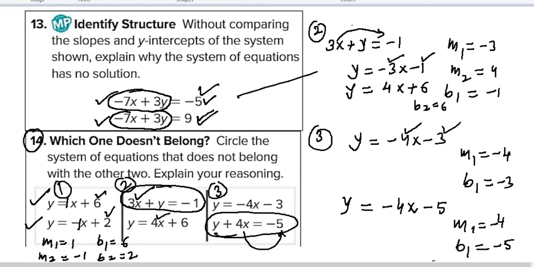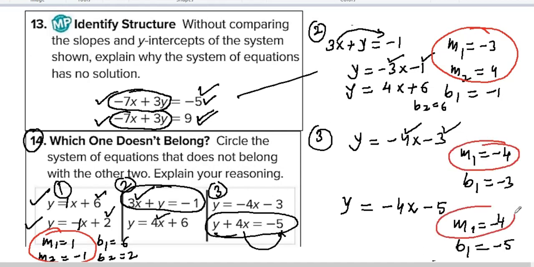Now we can see what the slopes are. Here the slopes are 1 and minus 1. Here the slopes are minus 3 and 4. Here, in the third pair, the slopes are minus 4 and minus 4. So in this pair the slope is the same, but in the other two the slopes are not the same. Here the slope is different, and here too the slope is different.